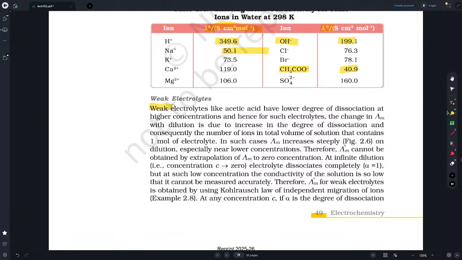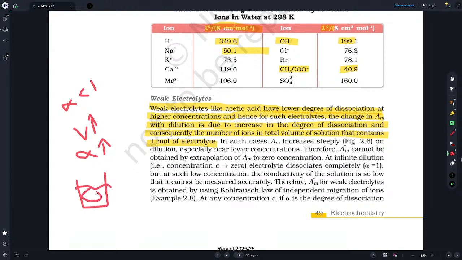Weak electrolytes like acetic acid have a lower degree of dissociation at higher concentration, and hence for such electrolytes the change in molar conductivity with dilution is due to the increase in the degree of dissociation and consequently the number of ions in the total volume of the solution that contains 1 mole of electrolyte. Basically, for weak electrolytes, alpha, the degree of dissociation, is normally less than 1, but as dilution increases, more dissociation will take place and alpha will also increase. If more ions are there, there is more molar conductivity.